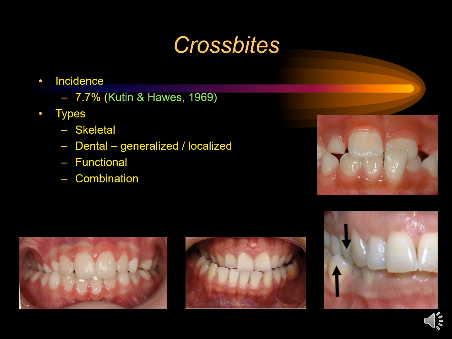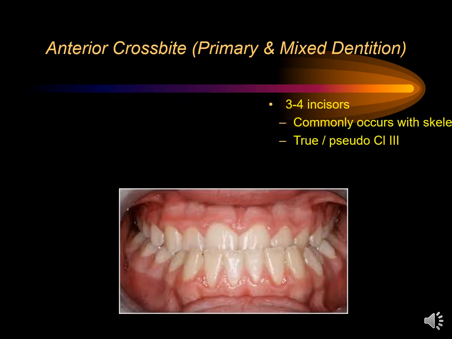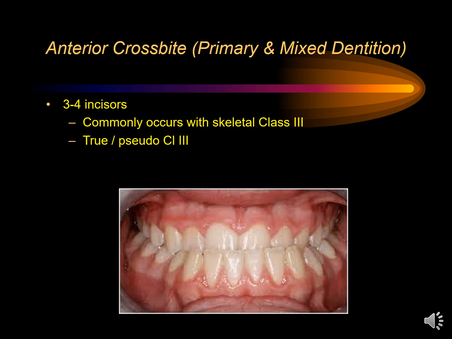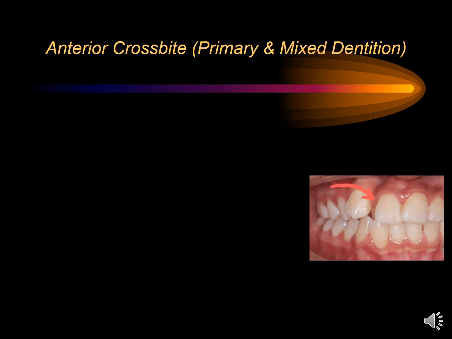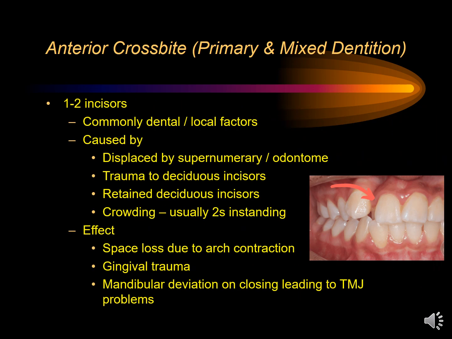Probably due to a skeletal problem and is usually associated with a skeletal class 3. It may be a true class 3 or a pseudo class 3. Okay. When it involves 1 to 2 incisors, it's commonly caused by dental or local factors. It may be caused because of displacement by a supernumerary or odontome. It might also be due to trauma to the deciduous incisors, leading to retained deciduous incisors.